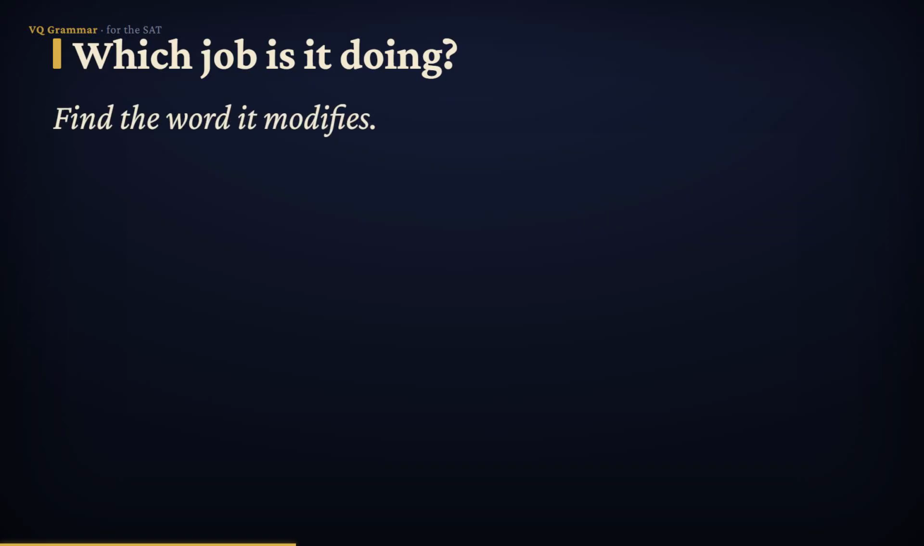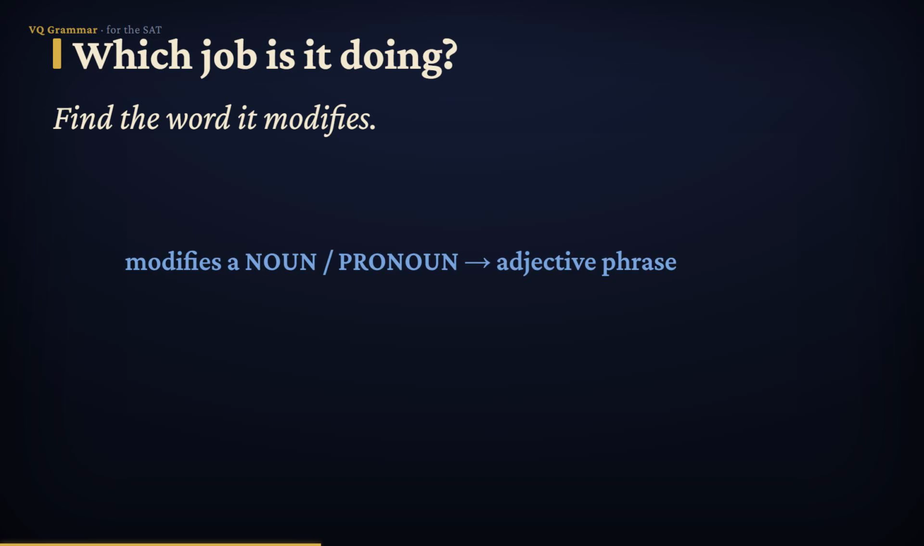So how do you tell which job a phrase is doing? Find the word it modifies. If the phrase describes a noun or pronoun, it's an adjective phrase. If it describes a verb, an adjective, or an adverb, it's an adverb phrase. Watch a sentence with both.